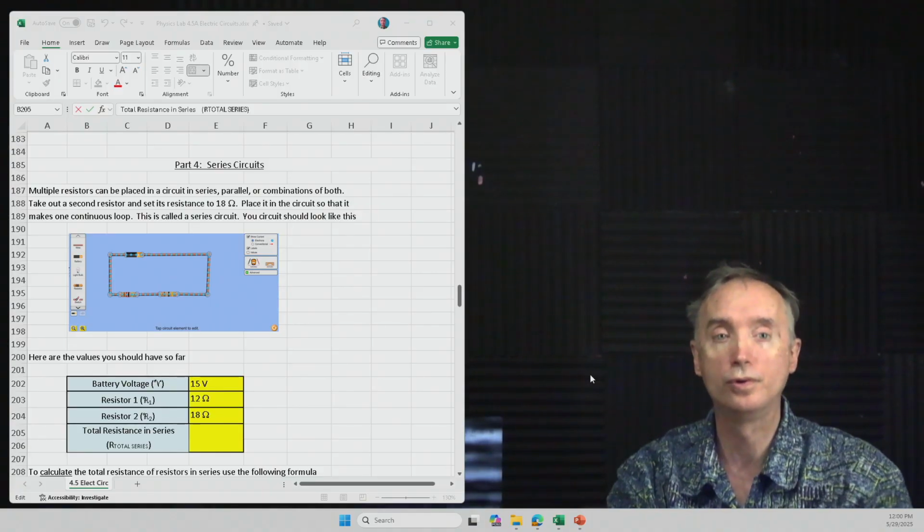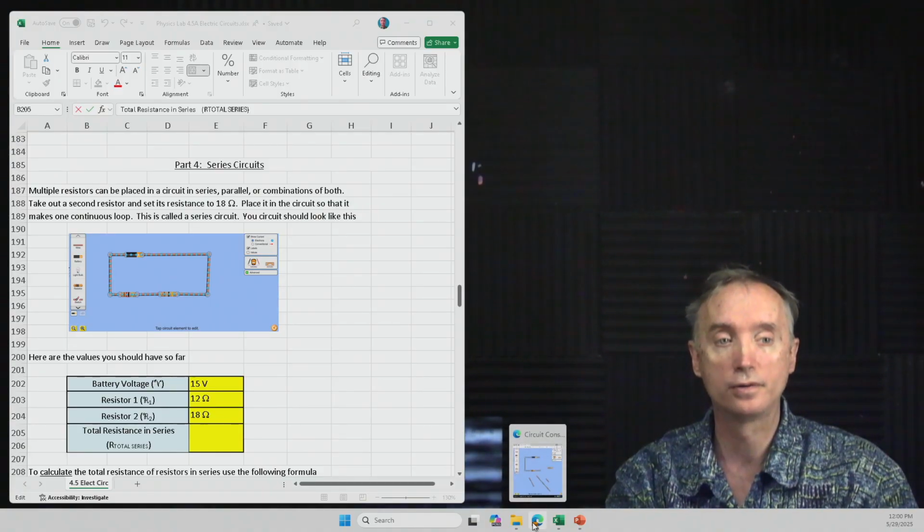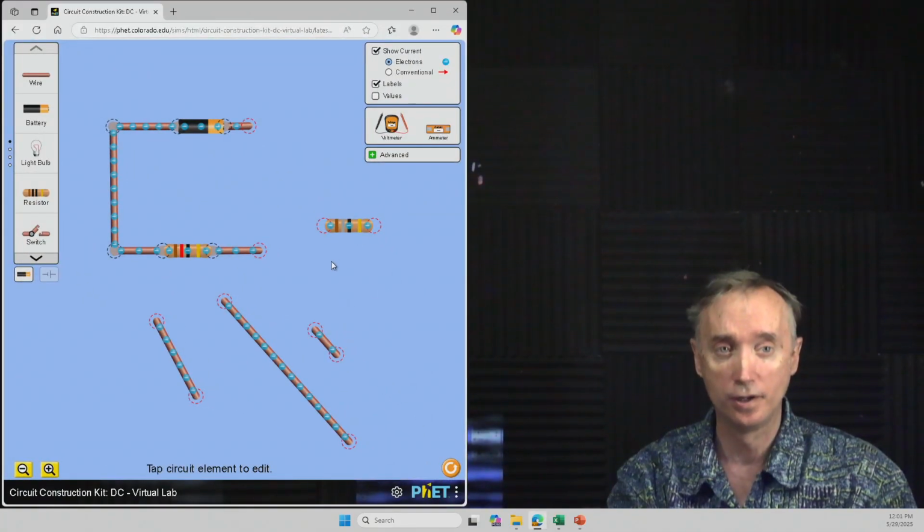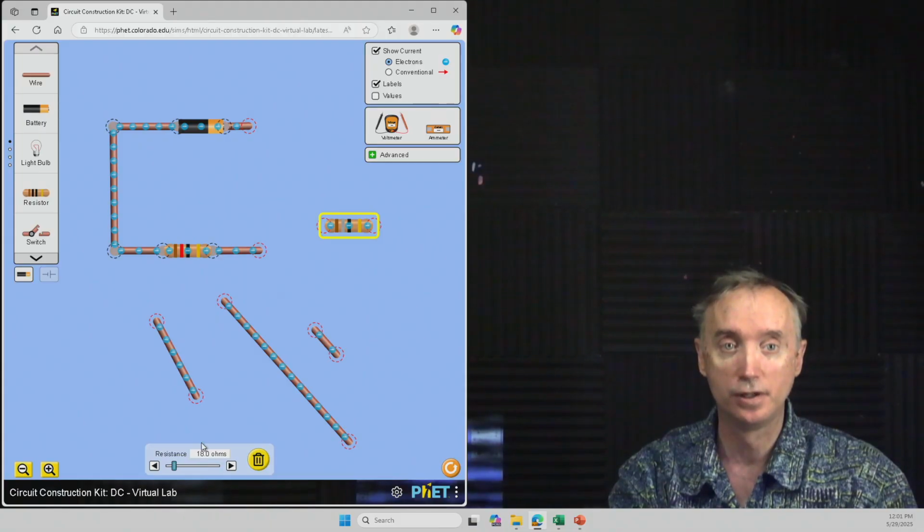And so now we need to go back to our FET simulation, and we need to get out another resistor. Now I've already done this for you, and so this resistor here you see is set for 18. So this one over here is going to be set for 12, and then remember that this one up here is set for 15, and then this one over here is set for 18. So this one here we're going to call R1. So this is going to be resistor 1, and then this second one is going to be resistor number 2.